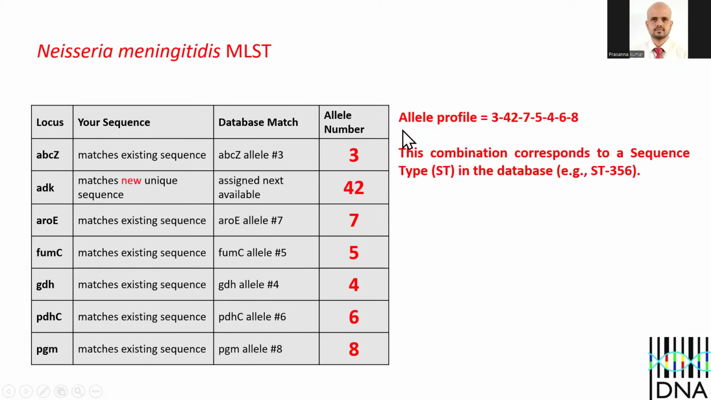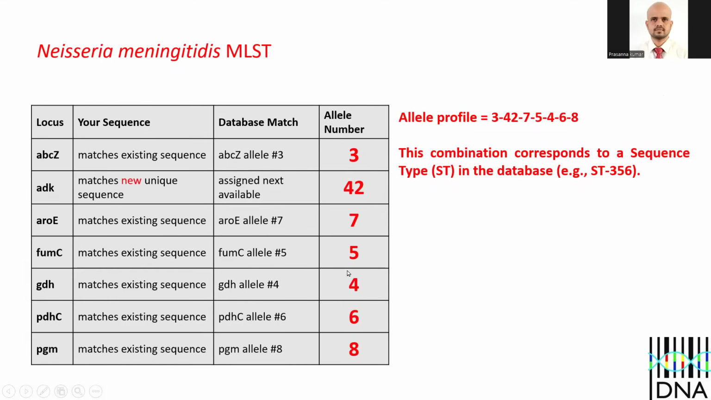This is how you create an allele profile. Say the allele profile of Neisseria meningitidis is 3-4-2-7-5-4-6-8. How is it possible? All these genes are arranged in this manner, and during the BLAST analysis, they check for 100% similarity to take the same allele number.